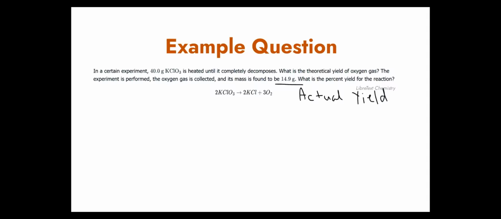So, first of all, the balanced chemical equation is given to us, and it says here that we have 40 grams of potassium chlorate. We have 40 grams of the reactant.